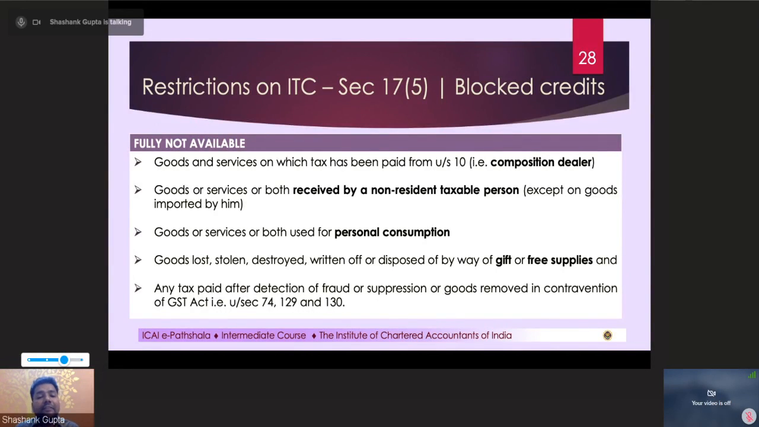And any tax paid after detection of fraud or suppression of goods or removed in contravention of the GST Act under section 74, 129 and 130, again no credit whatsoever shall be available.